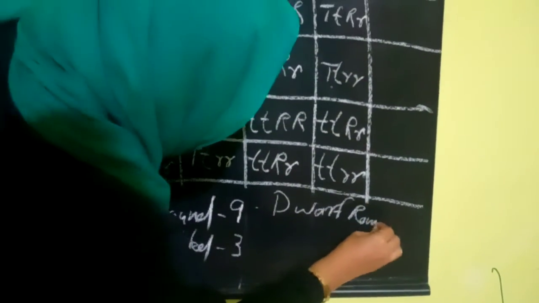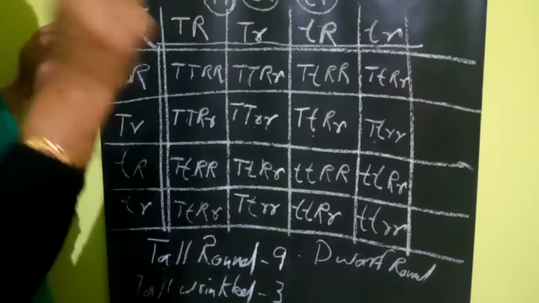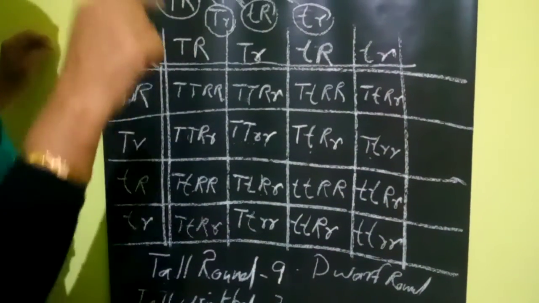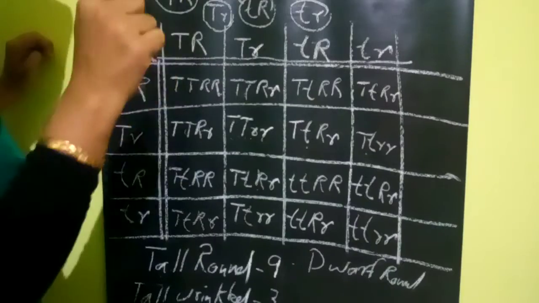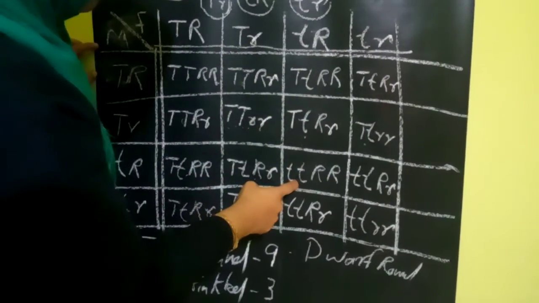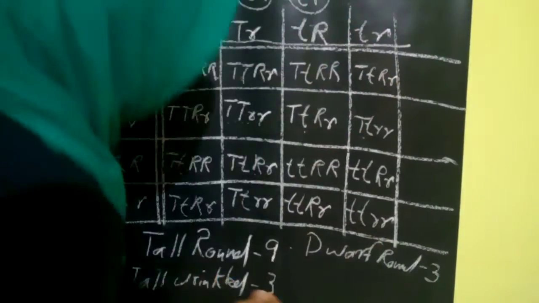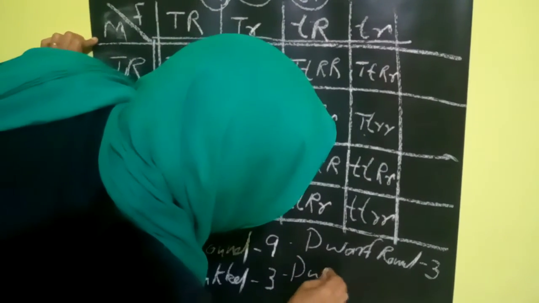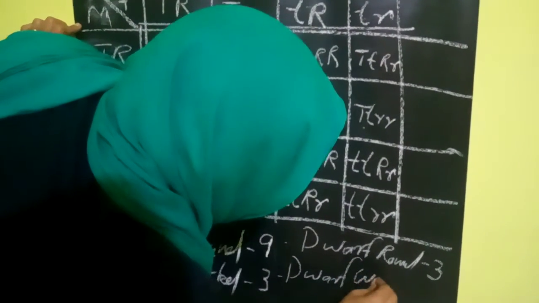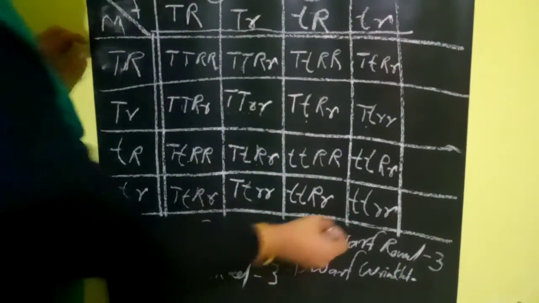The next character is dwarf round. How many dwarf round? Dwarfness is a recessive character. Two small letters are needed for the dwarf to appear. That means small t is needed for dwarfness. 1 dwarf round, 2 dwarf round, 3 dwarf round. 3. Then one more character is remaining. What is that? Dwarf wrinkled. That is the female's completely recessive character. Only one is dwarf wrinkled.